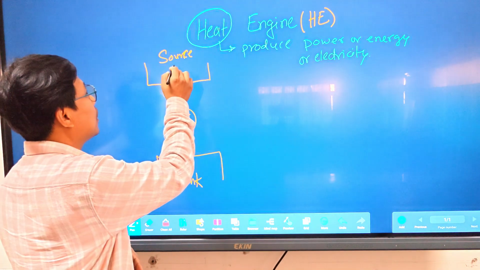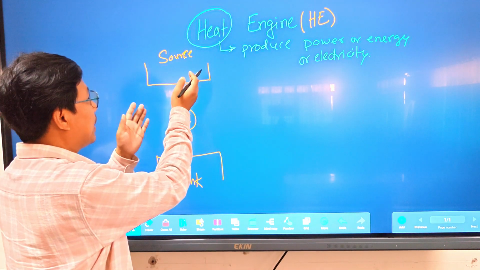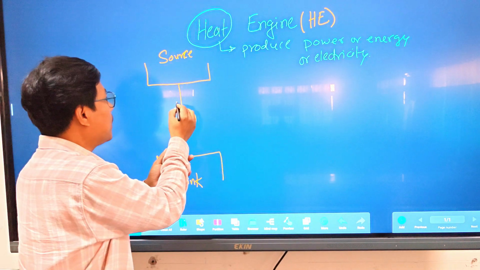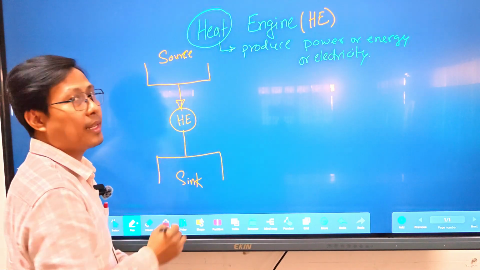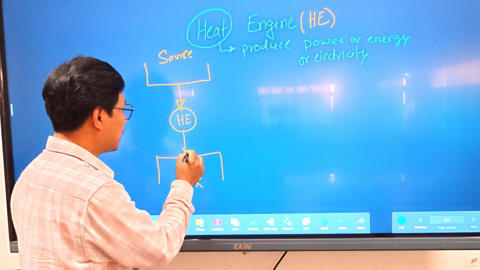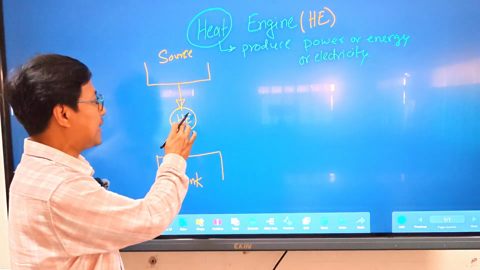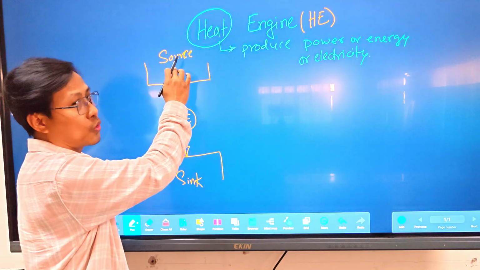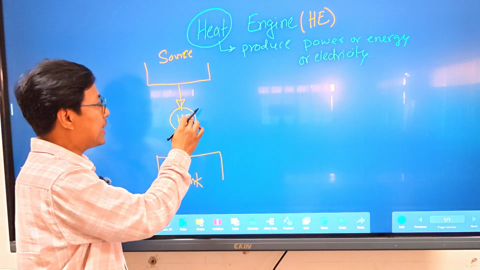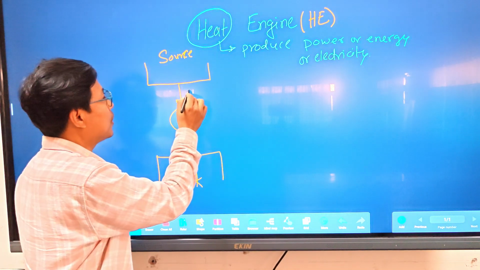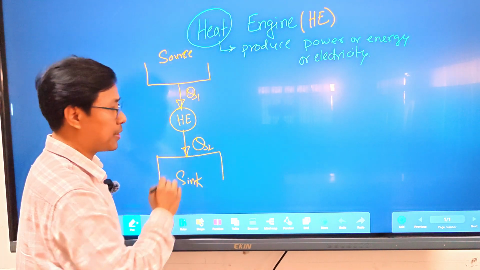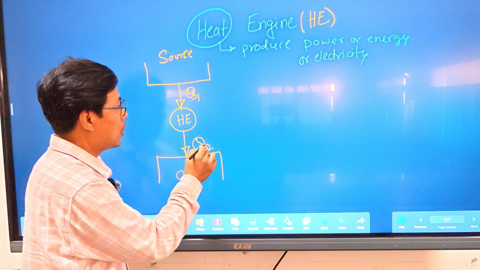The source will be the reservoir from where heat will be coming to the heat engine. Clear? And sink is a heat reservoir where heat will release. So this heat engine will receive heat from the source, and the sink is a heat reservoir where the heat engine will release the heat. Here we will have heat received, and here heat will be released. Clear?